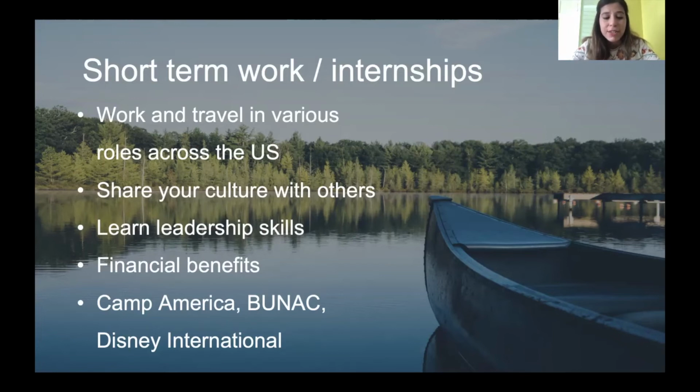And finally, a very exciting opportunity, or at least exciting for me, is the fact that you can take advantage of working for Disney through their Disney International programs. For example, you can spend one summer working as crew member in one of their parks. And again, this is a great way to build employability skills and also learn about the US in general.